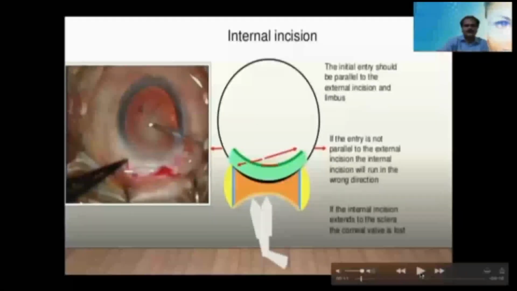The internal incision is very, very important, where the initial entry should be parallel to the external incision and the limbus. If the entry is not parallel to the external incision, the internal incision will run in the wrong direction. If the internal incision extends to the sclera, the corneal valve is lost.